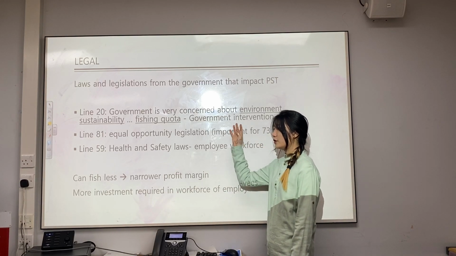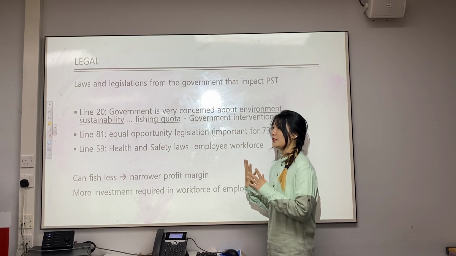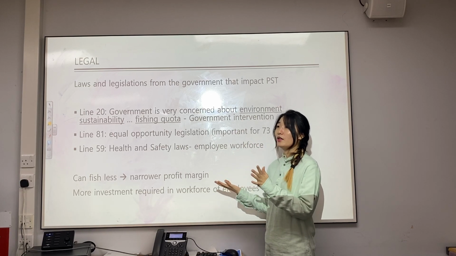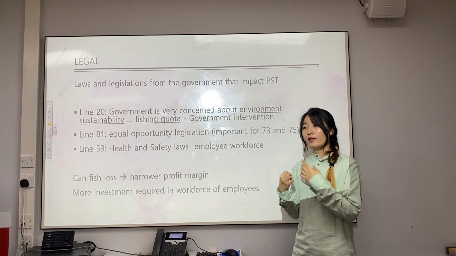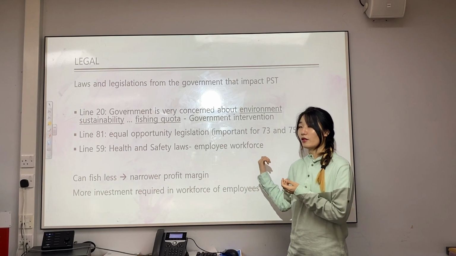These are things they have to keep. The PST has to abide by them, irrelevant to their wants or ethics or thoughts, because it's what the law says.